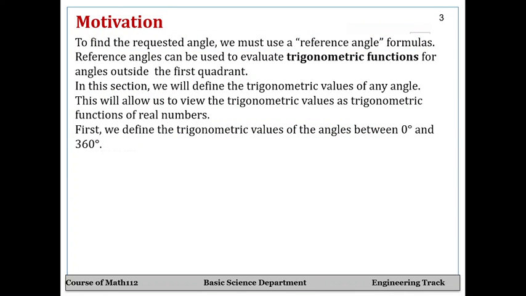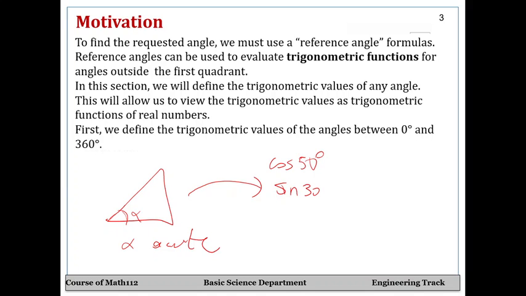Now, we extend the trigonometric values from the right triangle to all angles. So here this is the acute angle, alpha acute. But after some time we will try, okay, cosine 50 degrees and sine 30 degrees. It's all coming from the right triangle. But after some time we will try to get what is cosine 100 or sine 200 degrees.